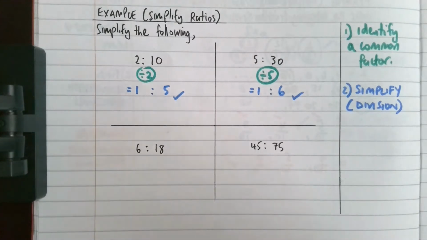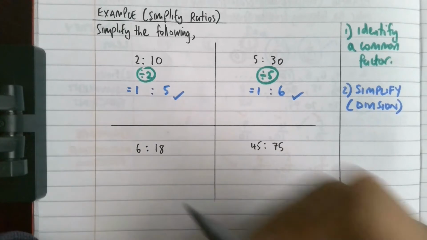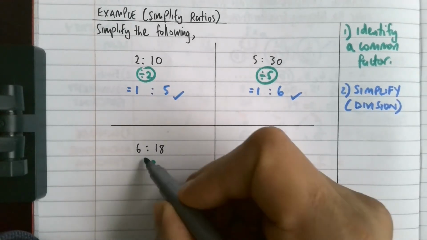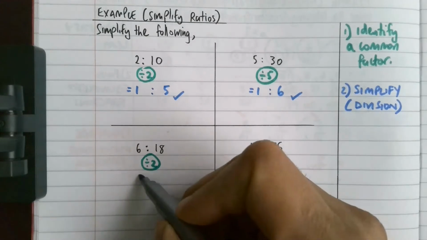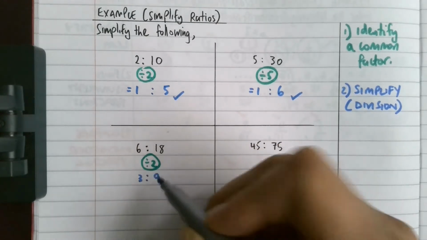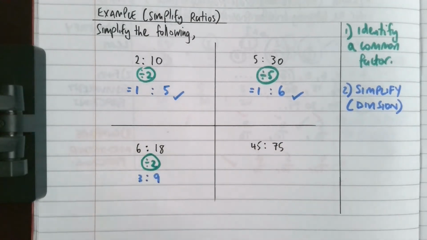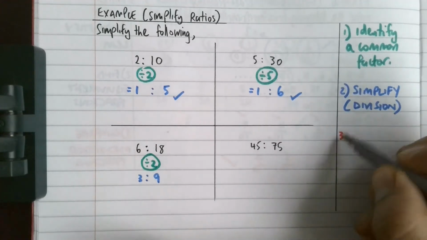And for the third ratio, 6 to 18, now remember, ratios can also be written as words, so instead of having a colon you could have "to" in between them, as the word "to", T and O. The common factor is 2, so they're both even. We divide both by 2, so we get 3 to 9.